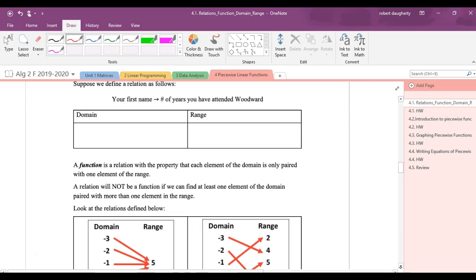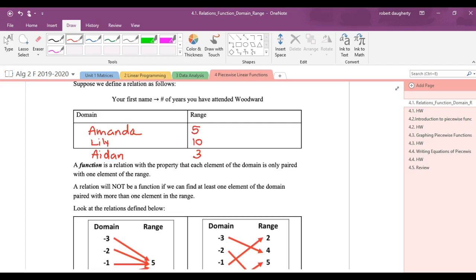Let's do another relation where I have a name and the number of years you've attended Woodward. So for example, let's have a few data sets here. Amanda, number of years at Woodward, 5. Lily, 10. Aiden, 3. So the domain of this function is Amanda, Lily, and Aiden. Those were the 3. The range of this function is 5, 10, and 3.